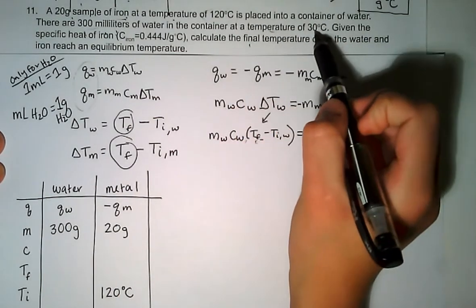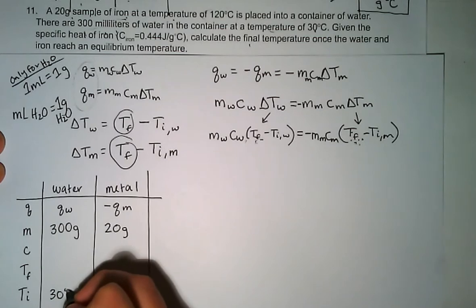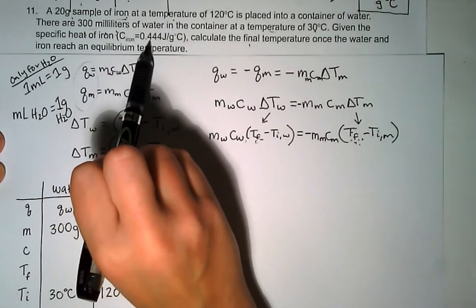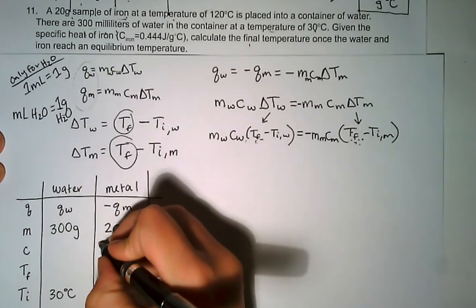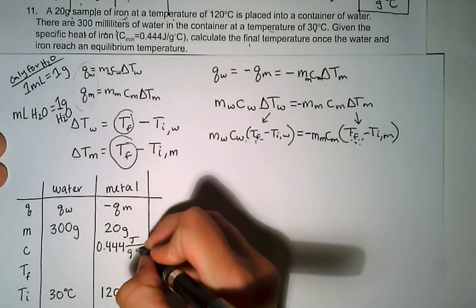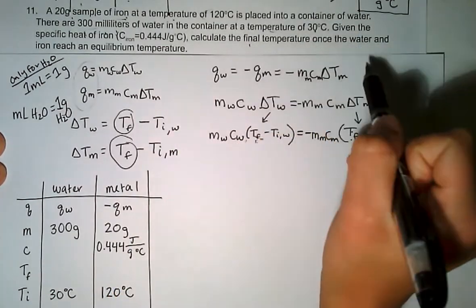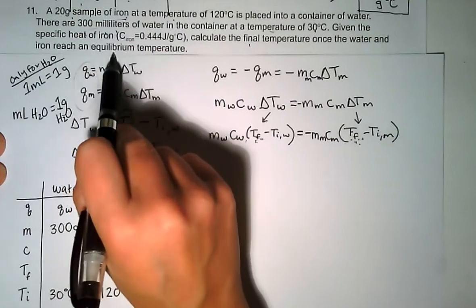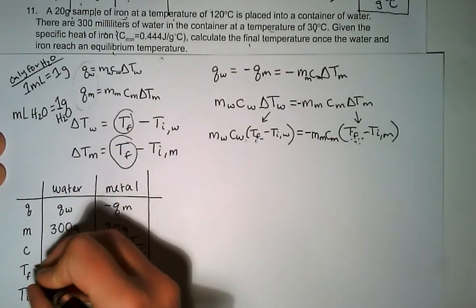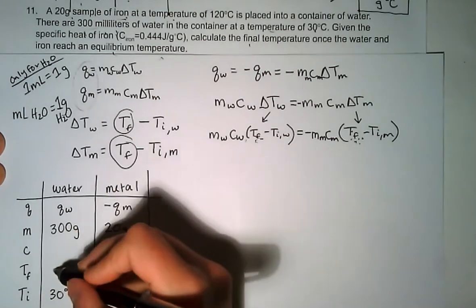And it's at a temperature of 30 degrees Celsius, so that's my initial temperature there. Given the specific heat of iron, 0.444 joules per gram degree Celsius, calculate the final temperature once the water and the iron reach an equilibrium temperature. So this T final is what we're trying to calculate, and we know that T final of the metal is going to be the same as T final of the water.